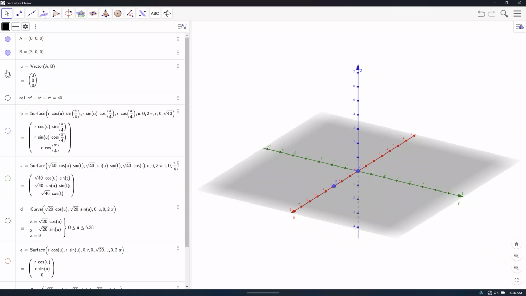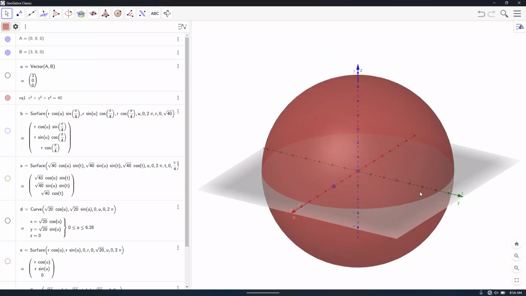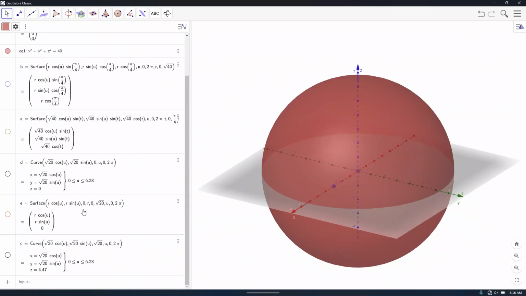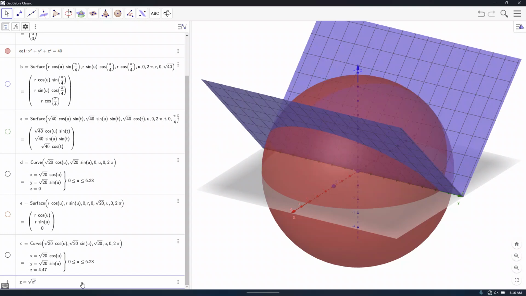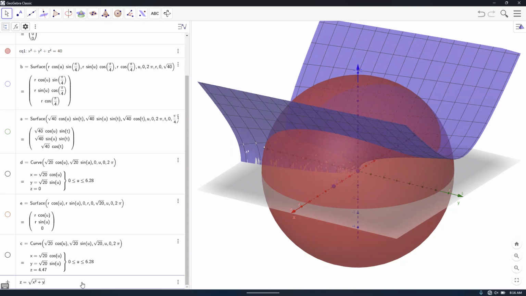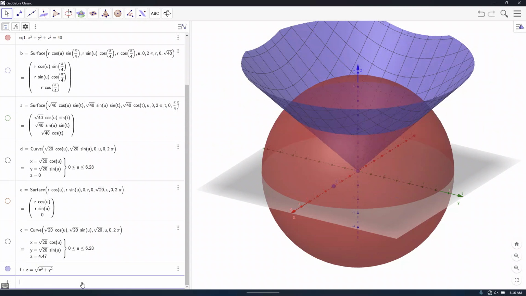So we have this sphere. Do I have the equation of the cone? No, I don't have it. Let me type that real quick. So that'll be z equals the square root of x squared plus y squared. All right. So that's what we have right here.